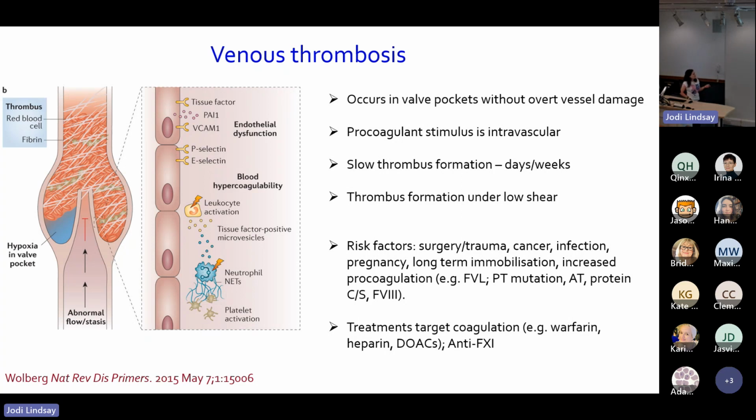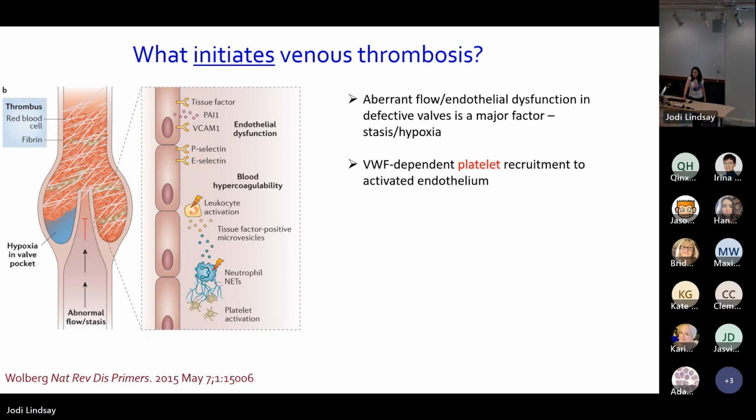So there are a number of risk factors associated with DVT: surgery, cancer, infection, long-term immobilization, such as long-haul flights. There are also genetic modifications that lead to increased procoagulation, such as factor V Leiden. And usually DVT is treated by targeting the coagulation with heparin or, more recently, direct oral anticoagulants. And lately, there's a very promising clinical trial targeting the contact pathway activation using antisense technology targeting factor 11.